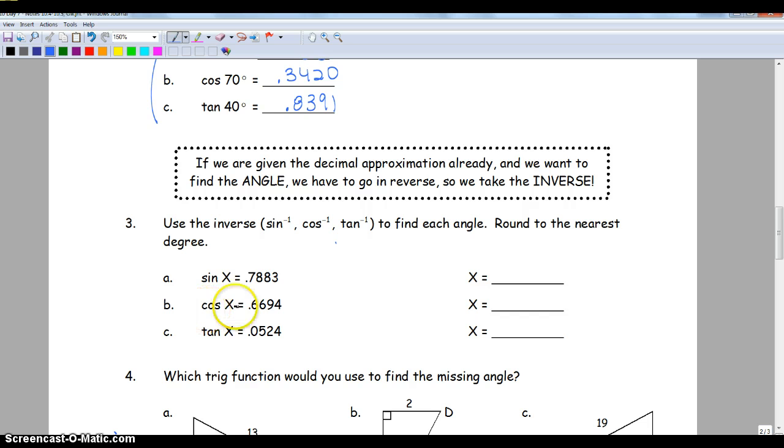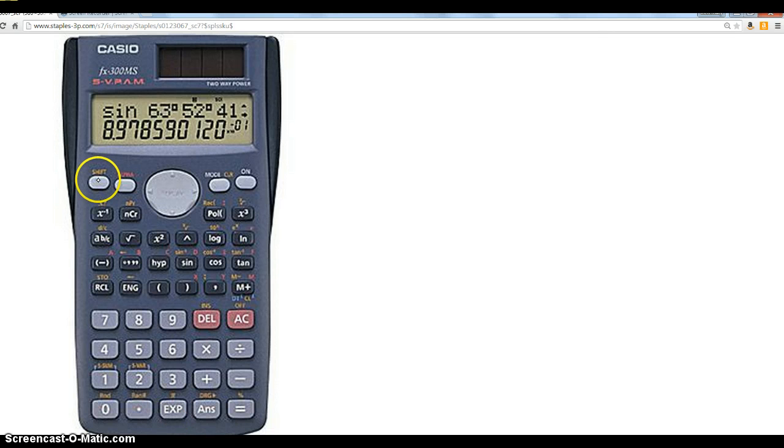Alright, the ones that are a little bit different are these ones down here. Notice that it's sine of a letter, cosine of a letter, tangent of a letter. Whenever you have that, on the green calculator anyways, you're going to hit shift, and then you're going to hit either sine, cosine, or tangent, depending on which one it is, and then you're going to type the number. So for this one, you have sine of x equals 0.7883. You're going to hit shift, sine, and then 0.7883 equals. For the next one, you'll do shift cosine, 0.6694 equals. And then the last one, you'll do shift tangent, 0.0524 equals.